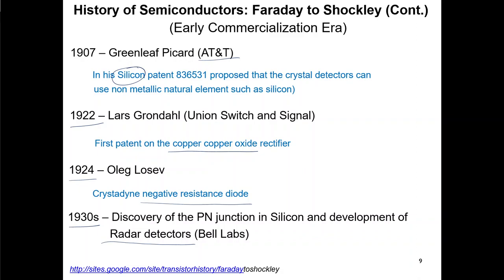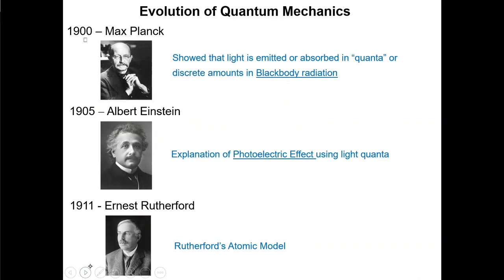I'll talk about some of these things in greater detail in the next module when I talk about the origin of quantum mechanics. But let me give you a quick walkthrough of the evolution of quantum mechanics. It dates back slightly before Planck demonstrated black body radiation. The black body radiation was observed even before Planck, but it could not be explained using the classical ways of explaining physics or the statistical physics based methods.